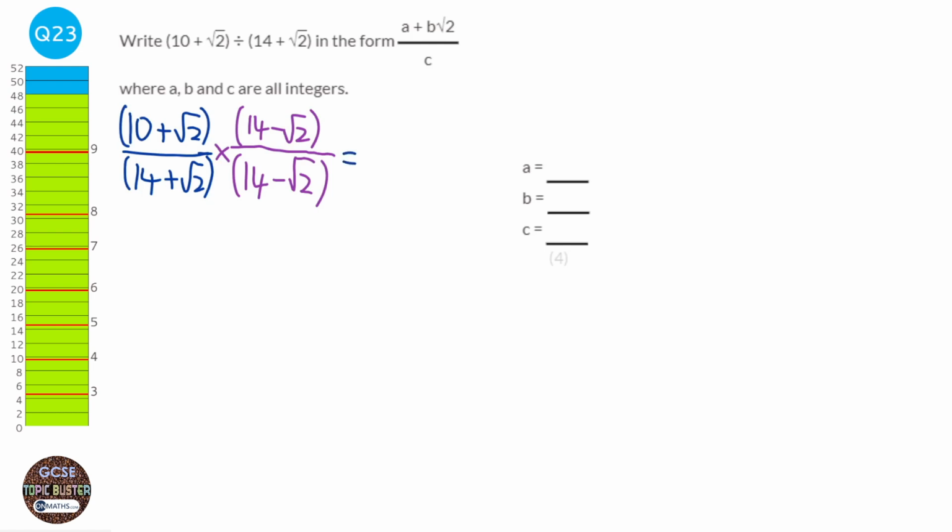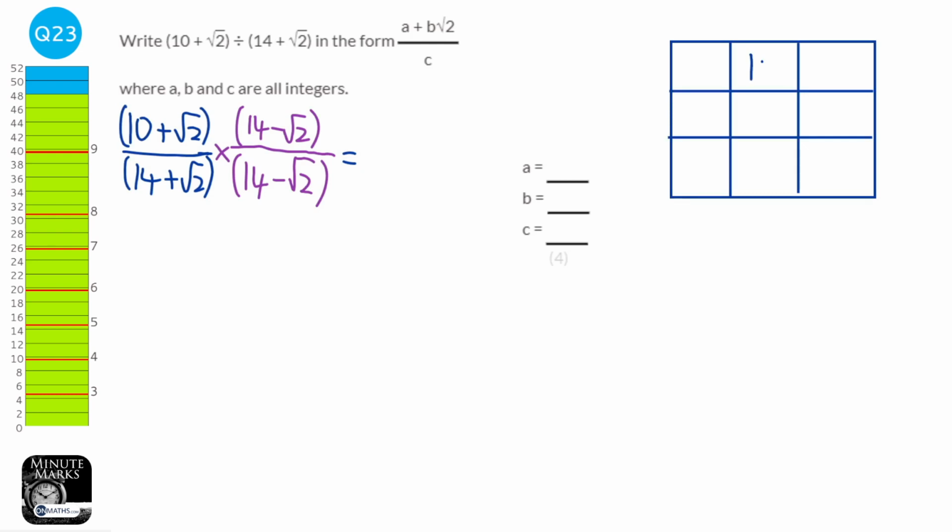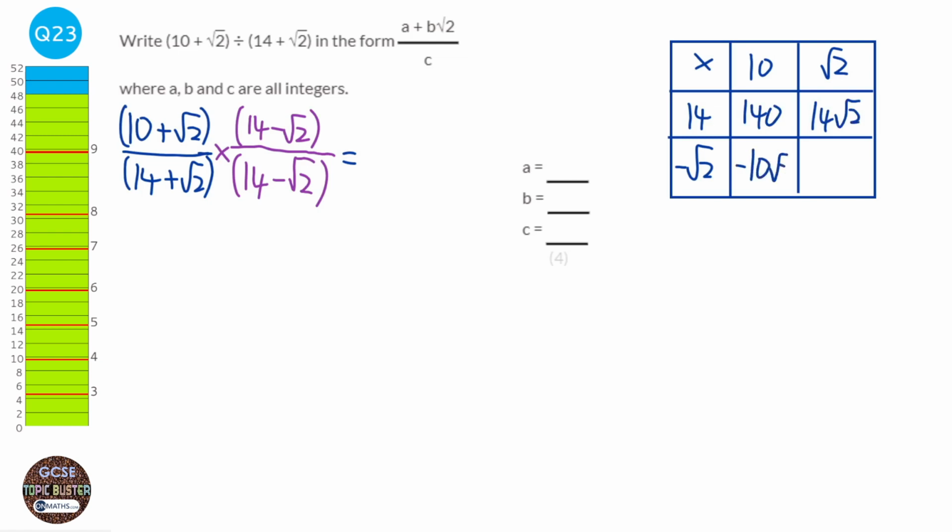Okay, let's draw a grid to work out what that will equal. You can use any method you want. You can use double smiles and rainbows, FOIL, whatever method you have to multiply two sets of brackets. I'm going to start off with the top. The top is 10 plus root 2 times 14 minus root 2. So 14 times 10 is 140. 14 times root 2 is just 14 root 2. 10 times minus root 2 is minus 10 root 2. And then a minus and a positive make a minus, and root 2 times root 2 is just 2.